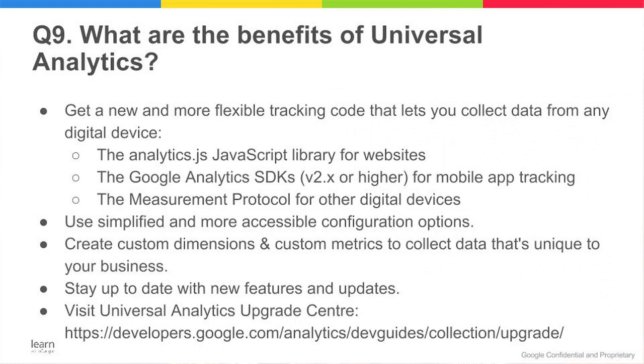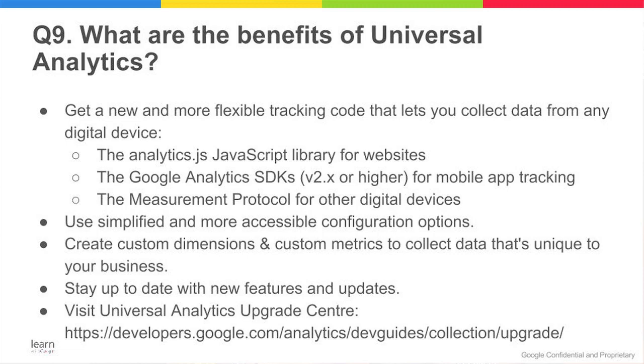The next area we're going to look at, Jamal, is Universal Analytics. To begin, we're just going to see what the benefits of Universal Analytics are. Okay. First of all, Universal Analytics introduces a set of new features that change the way data is collected in Google Analytics and organized in the account. For example, Universal Analytics introduces three new versions of tracking code: the analytics.js JavaScript library for websites, Google Analytics SDKs for mobile app tracking, and the Measurement Protocol to track other digital devices like game consoles or information kiosks, etc.